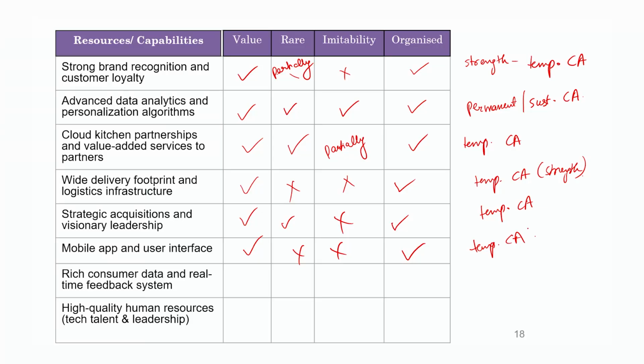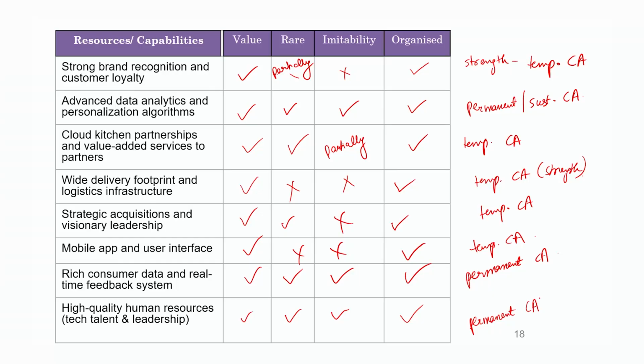Their rich consumer data and real-time feedback system is what is rare and difficult for others to imitate. So this is the major resource which helps them to give permanent competitive advantage. And similarly, if we talk about their human resources, it is valuable, it is rare, it is difficult to replicate the leadership. You cannot take away the bold leadership or the vision from a person, and also the firm is using it. So it is also giving them permanent competitive advantage.